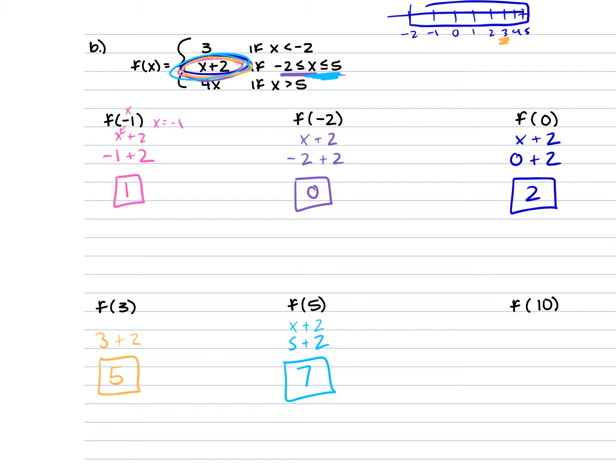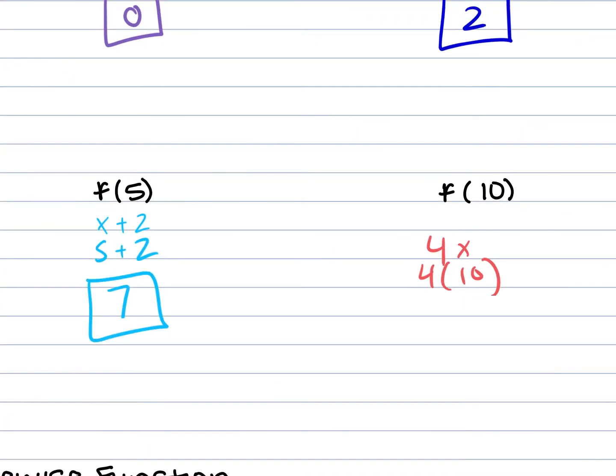And then lastly, we have 10. Which piece would 10 fall into? Third one. The third one, because 10 is greater than 5. So I have 4 times x, so this would be 4 times 10. What's 4 times 10? 40.